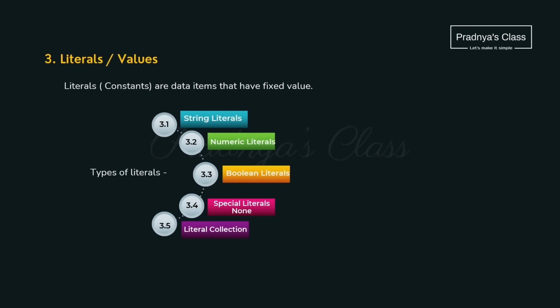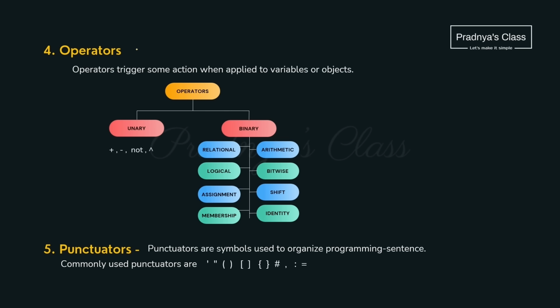Literals are constants. As we have different data types in Python, we will have different types of constants too. The next token which we are going to discuss, that is nothing but operators. It is very important. Operators are of two types. Actually, these are of three types. There is one more, ternary operator also.